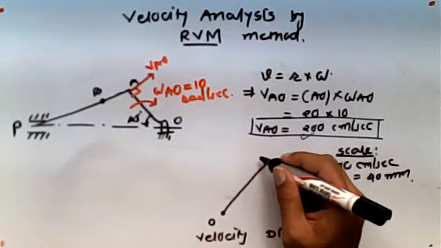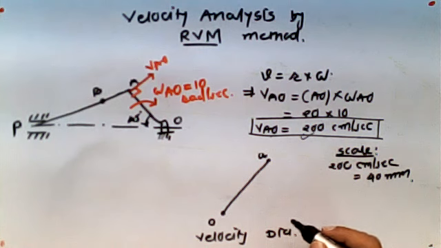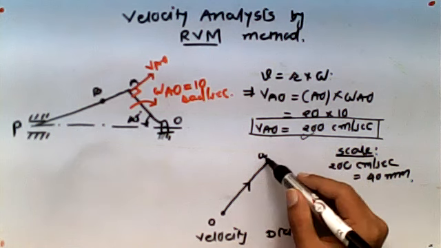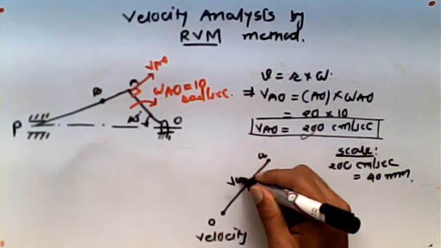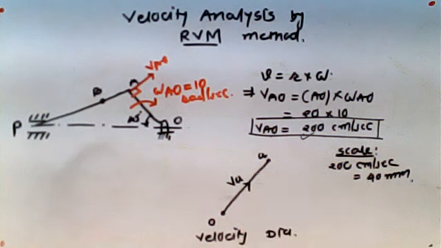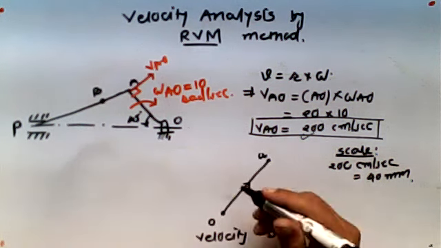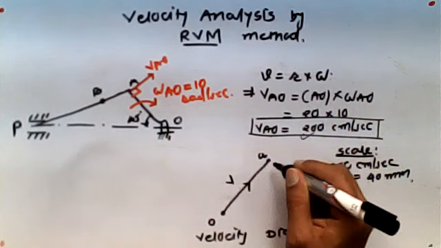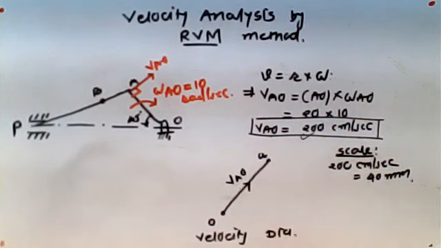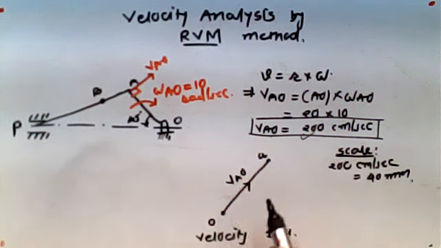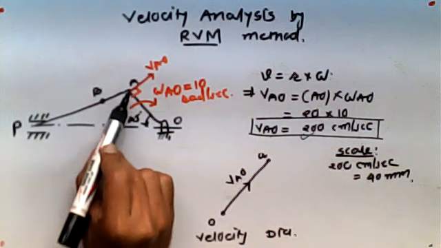So this point is A, correct? Now, whenever you draw a velocity diagram, you must have direction. So this is the velocity of point A with respect to point O. Let me write it in upper letters: velocity of A with respect to O. Is it okay? So this is a 40 mm line, and it is drawn 90 degrees to this OA.